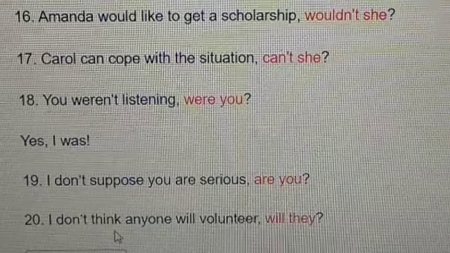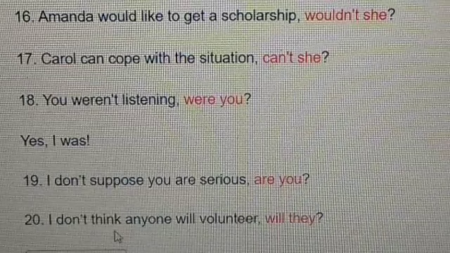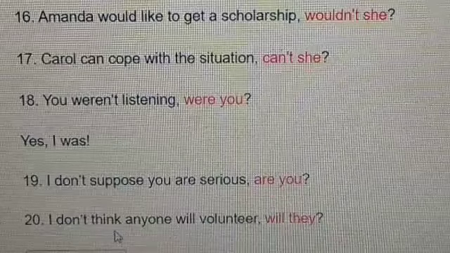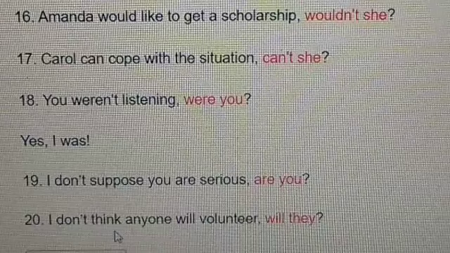And 19th one, I don't suppose you are serious, are you? And you see 20th one, I don't think anyone will volunteer, will they? So, dear students, hope you have understood the usage of question tags.